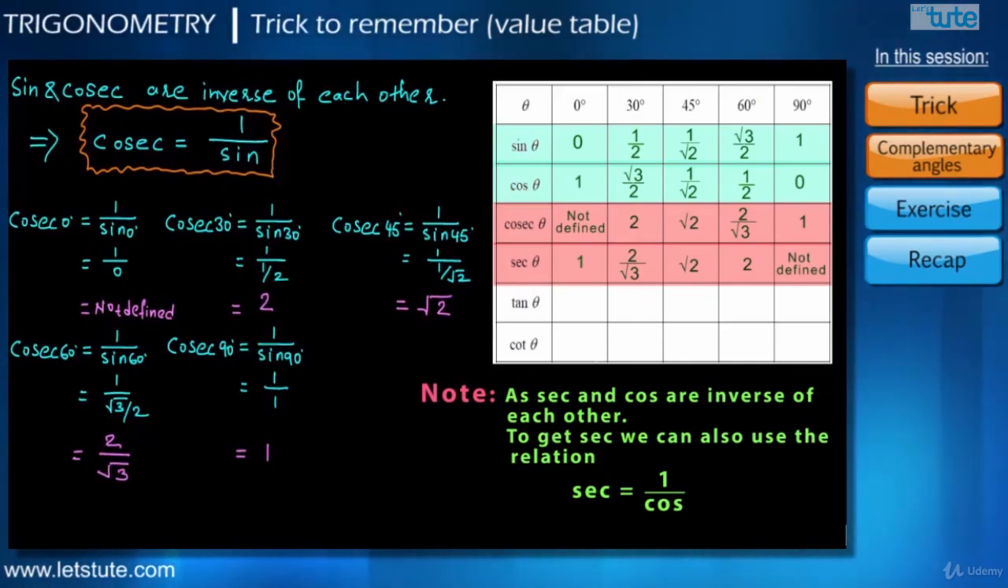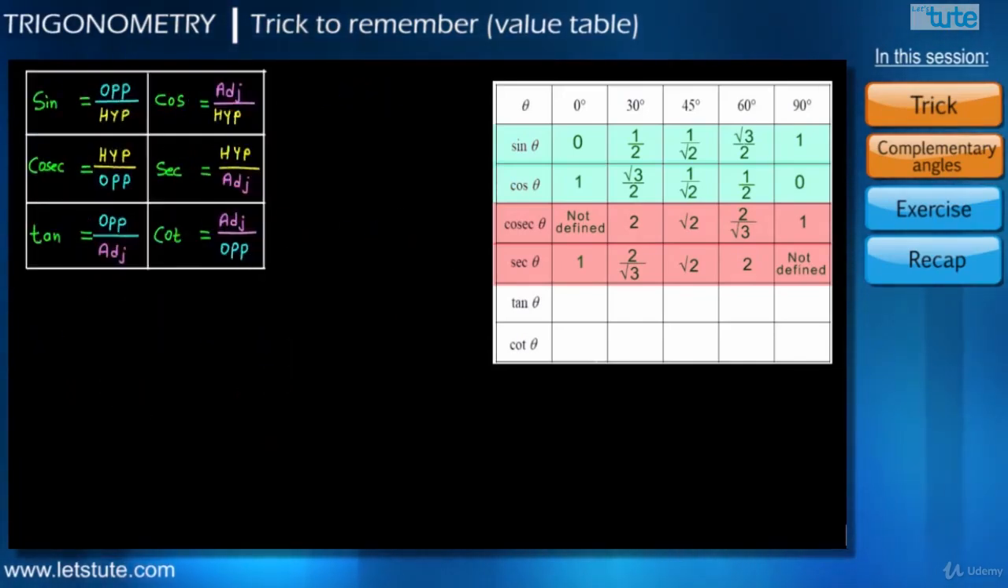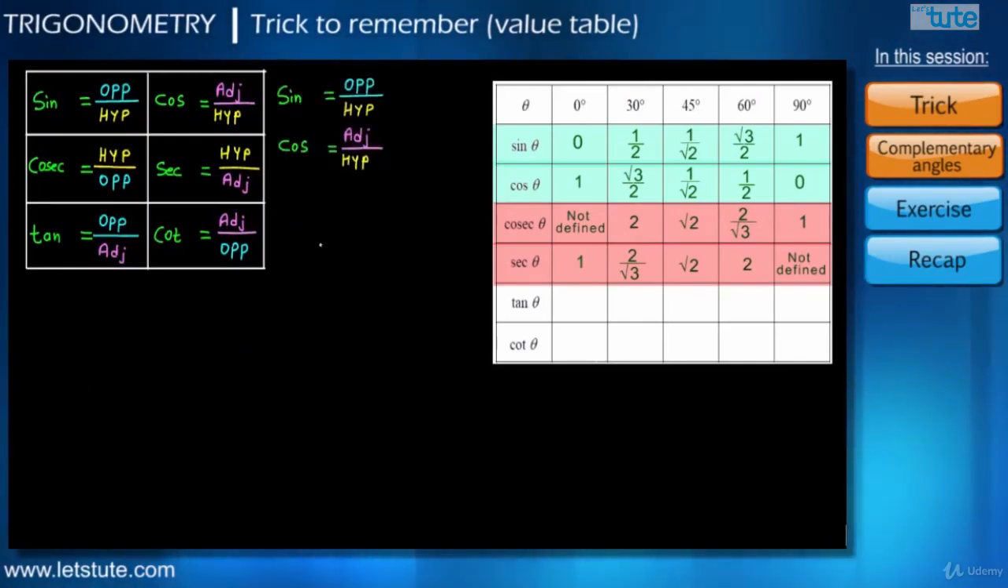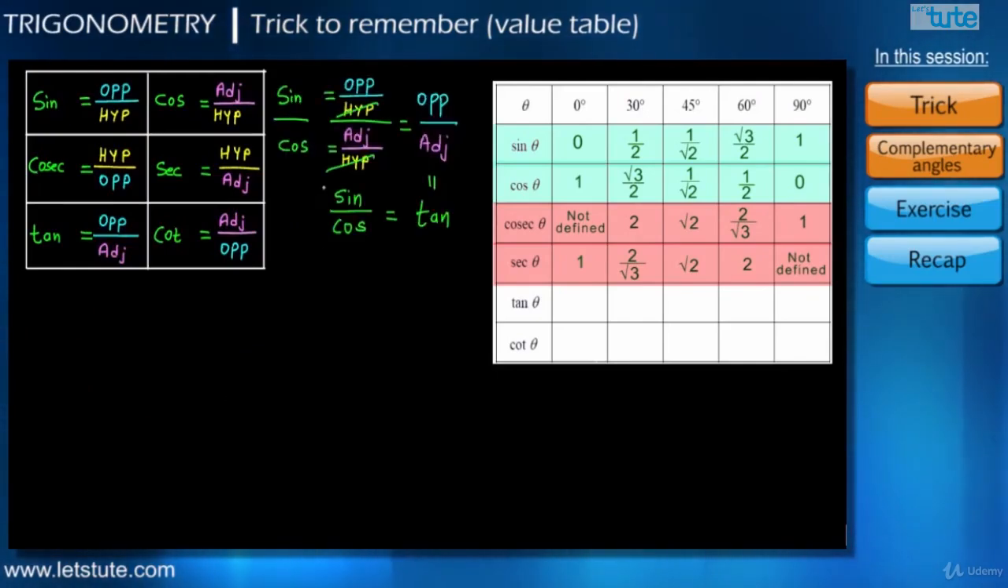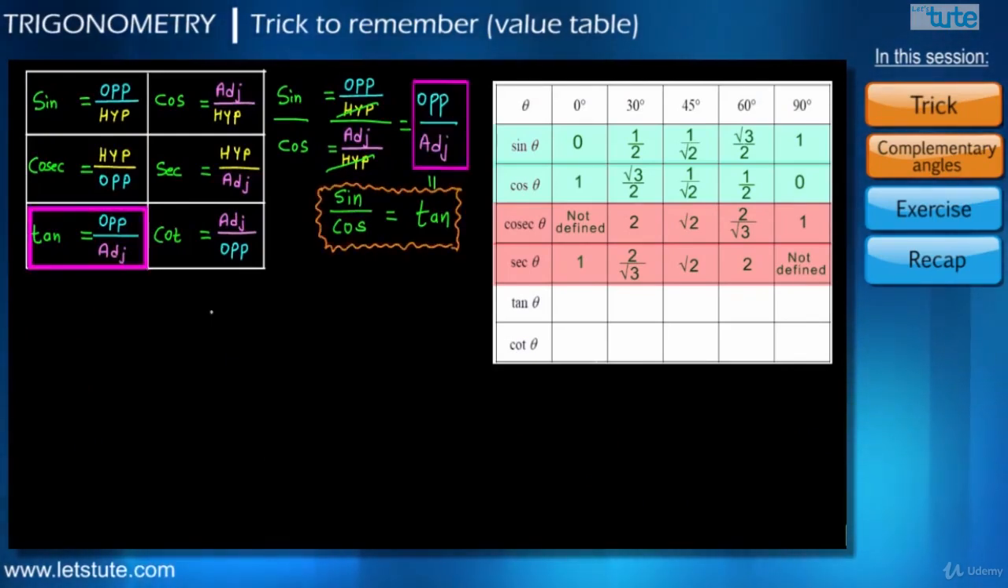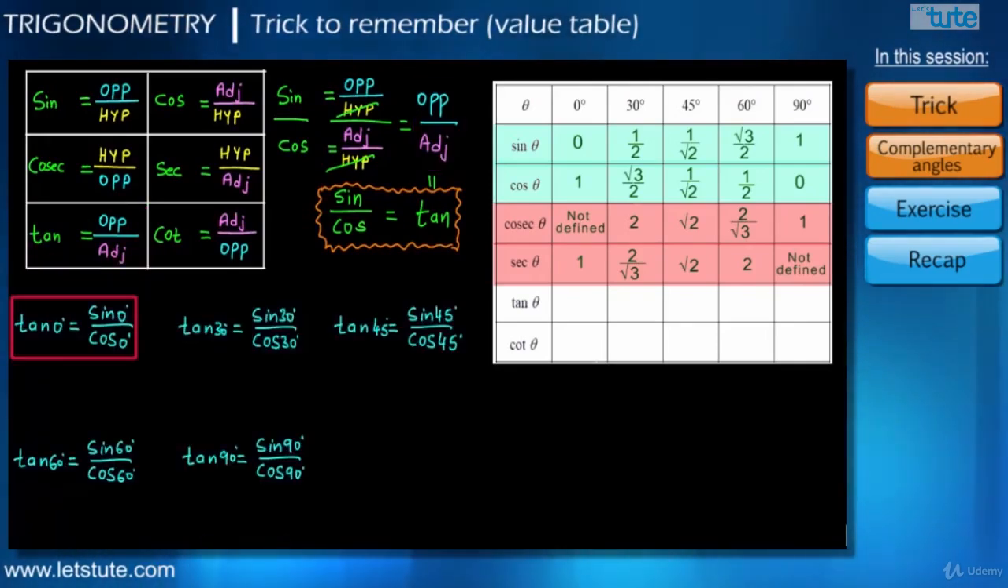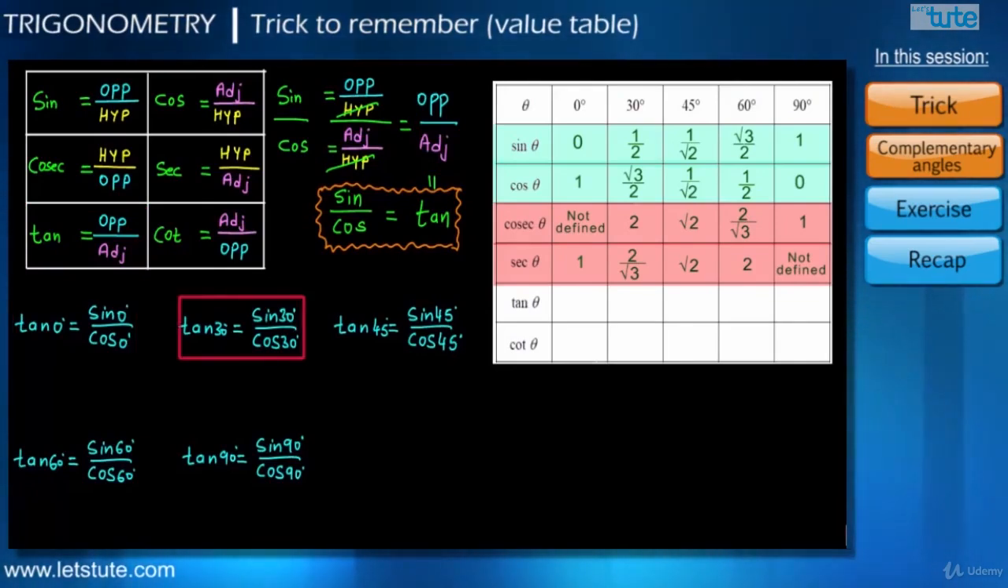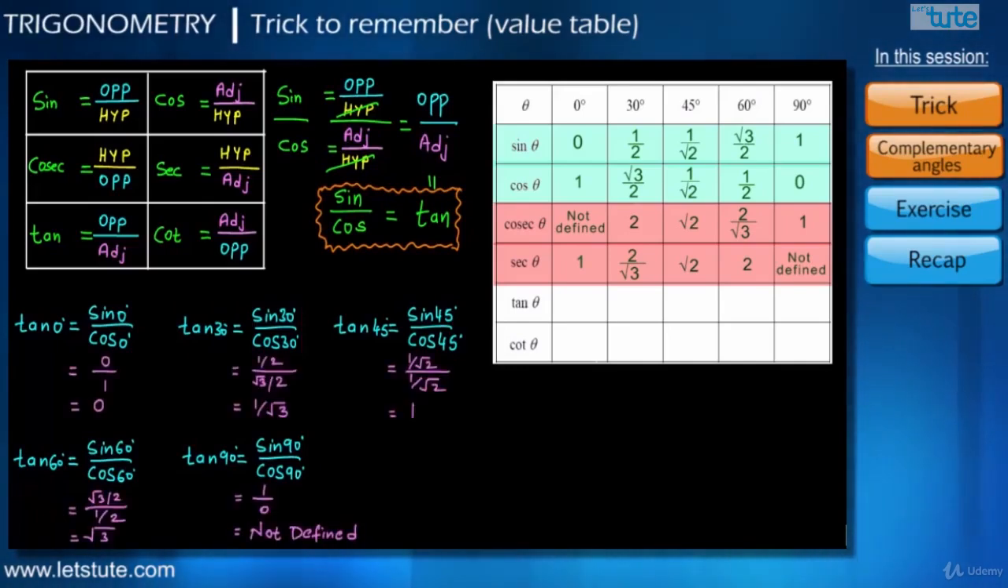Now to know the values for tan, just look at these trigonometric ratios. We see that when we take the ratio of sine and cos, we actually get the ratio for tan. And therefore, tan is equal to sine upon cos, that is, tan 0 is equal to sine 0 upon cos 0, tan 30 is equal to sine 30 upon cos 30 and so on. And therefore, we get the values for tan 0 as 0, tan 30 as 1 upon root 3, tan 45 as 1, tan 60 is root 3 and tan 90 is not defined.